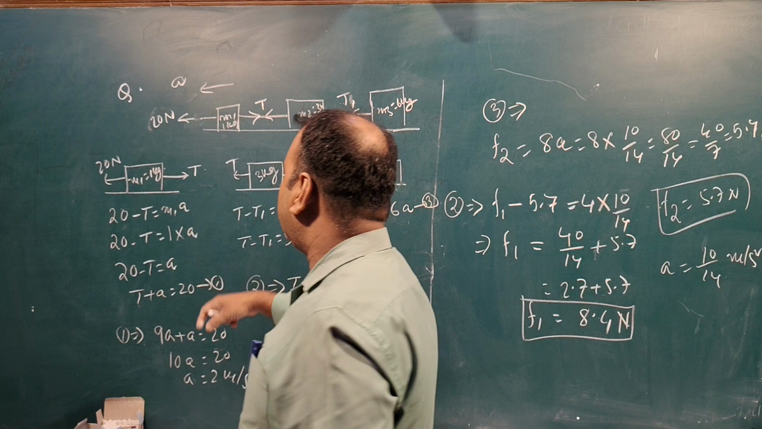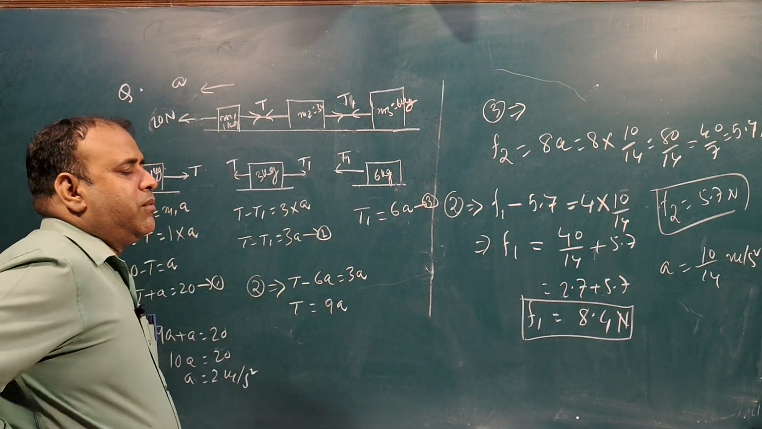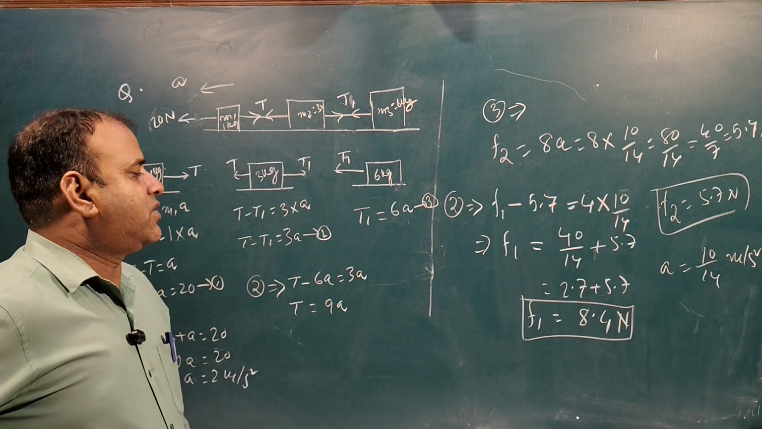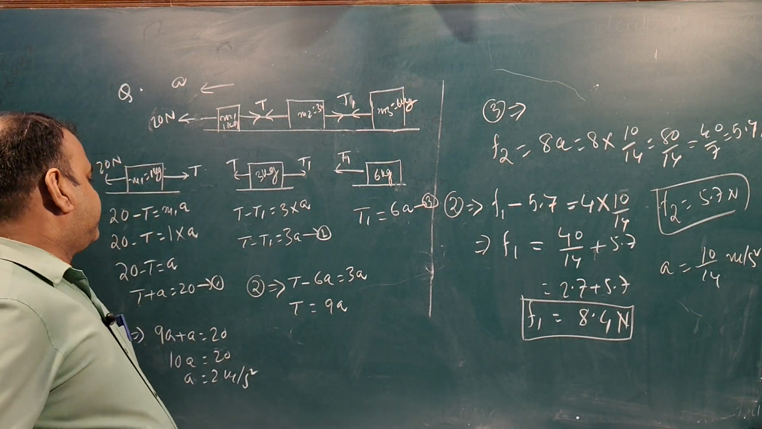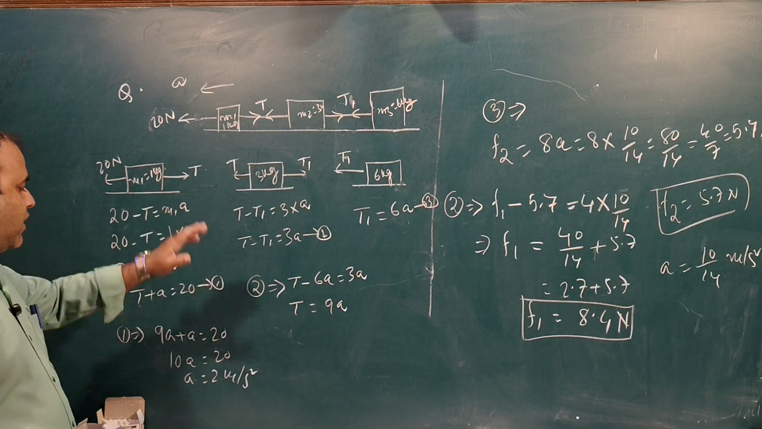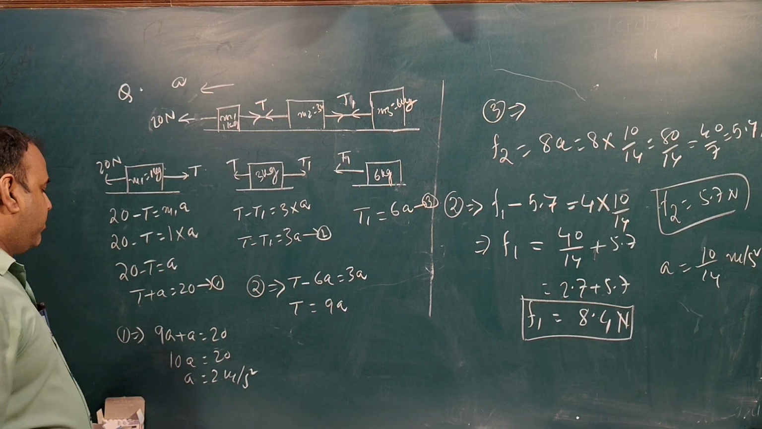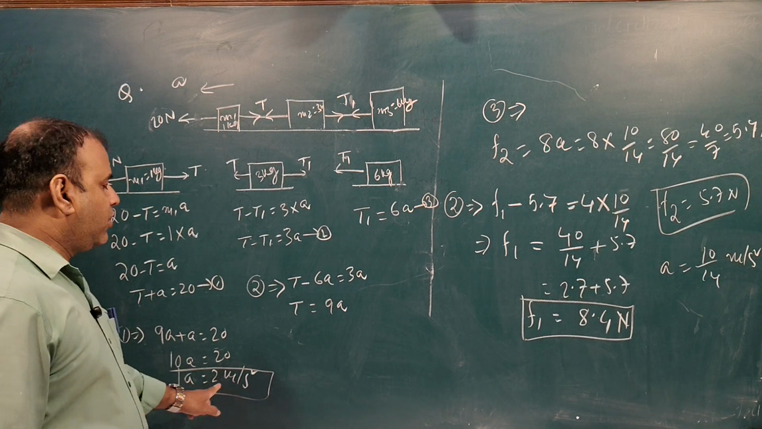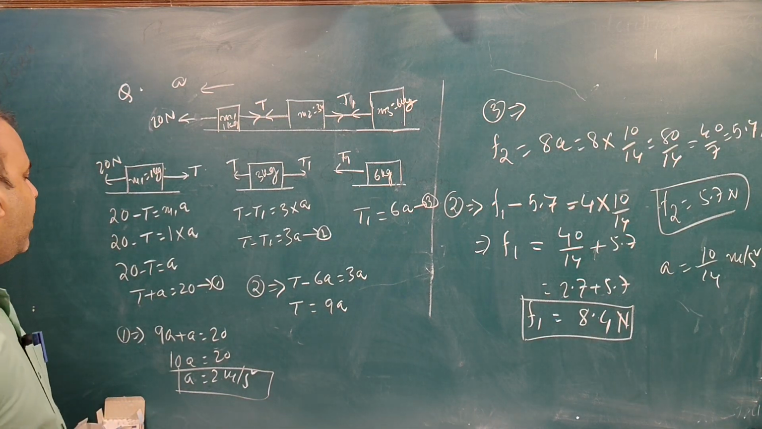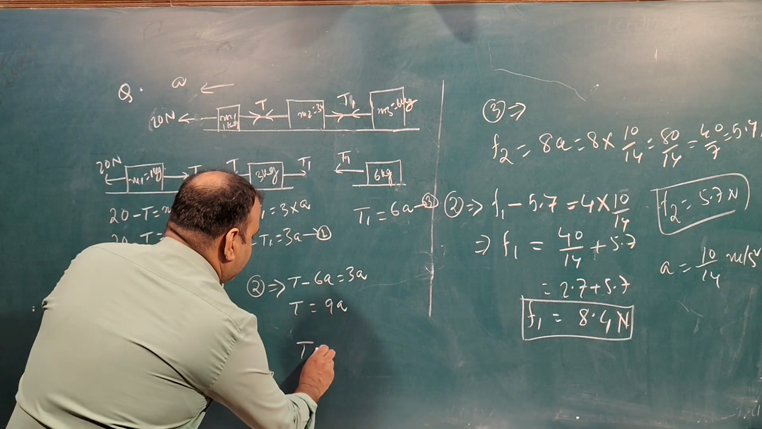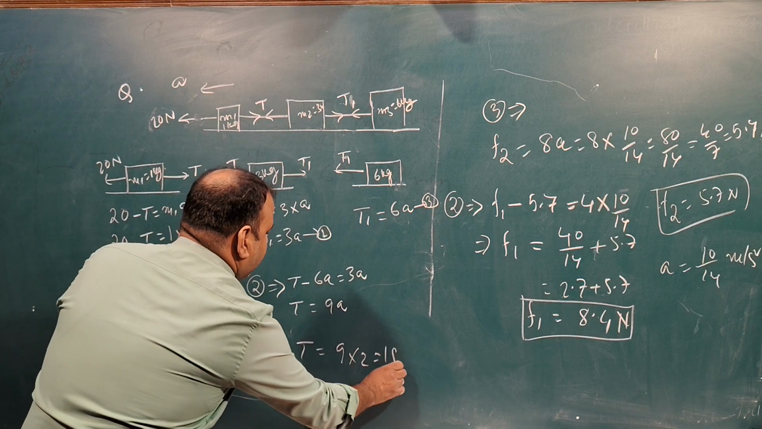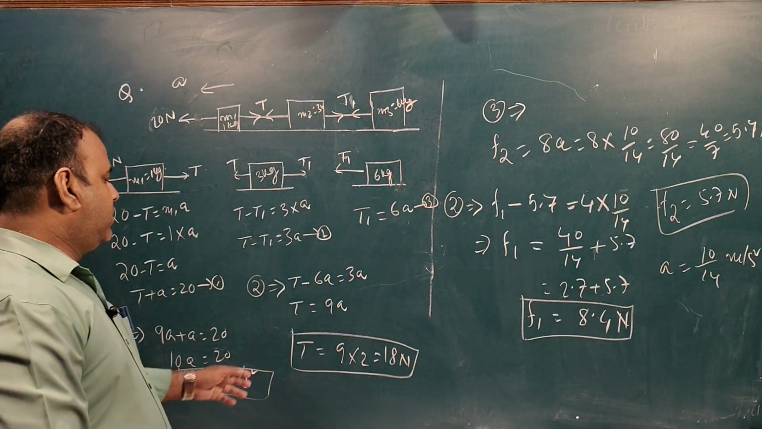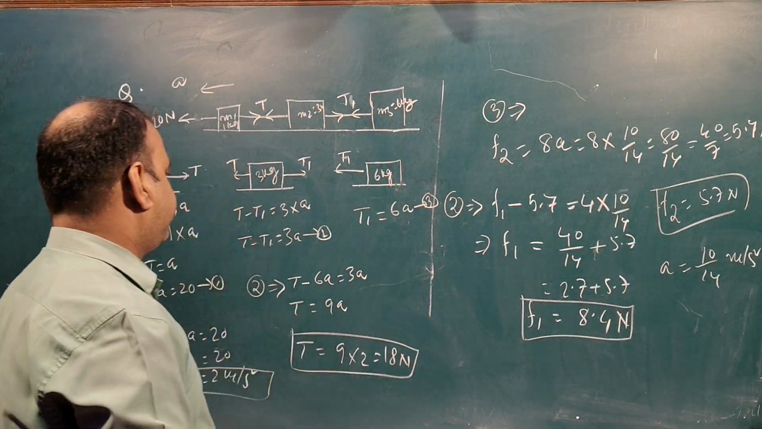So, using equations 1, 2 and 3, we are going to calculate the value of tension T1, the value of tension T, and the acceleration. Now, you can see after solving, we are getting acceleration 2 meter per second square. So, this is very important. Acceleration a is equal to 2 meter per second square. Now, you just put the value here. So, T is equal to 9 into 2, it will be 18 Newton. So, we have also calculated the value of tension T, which is 18 Newton.